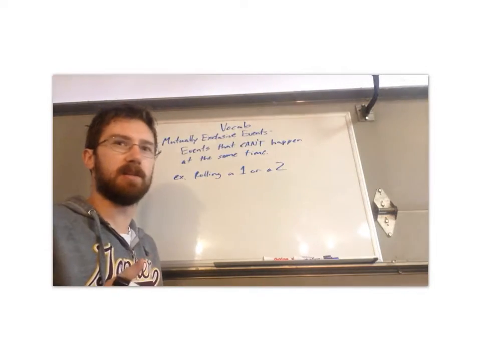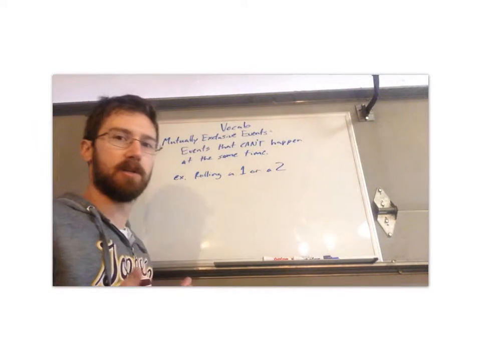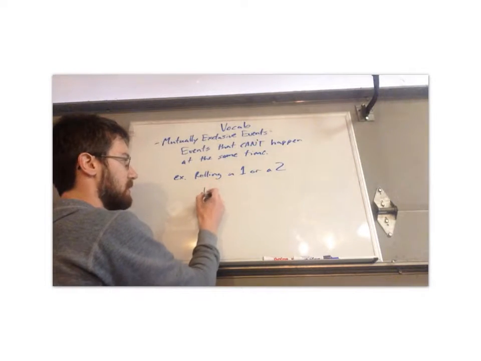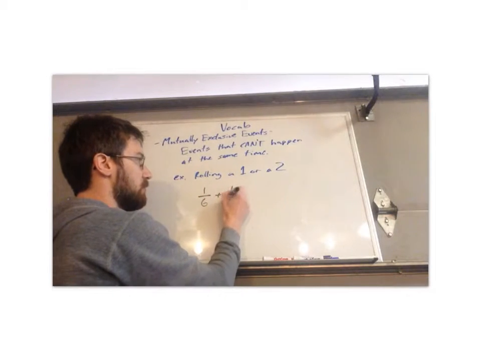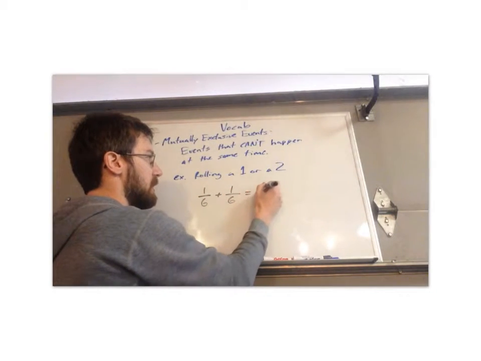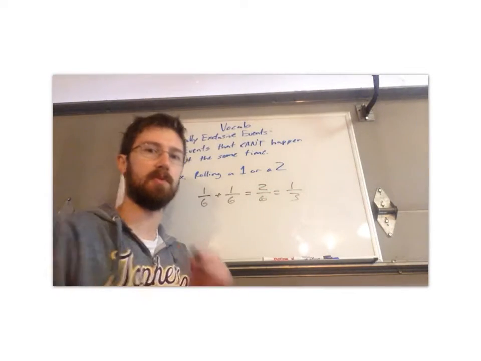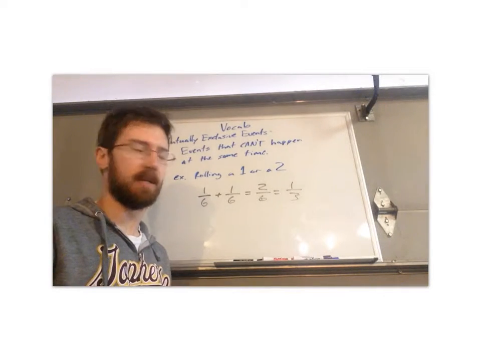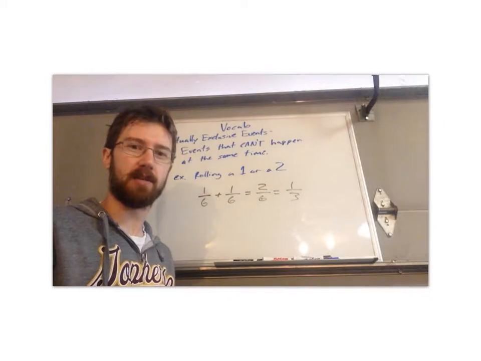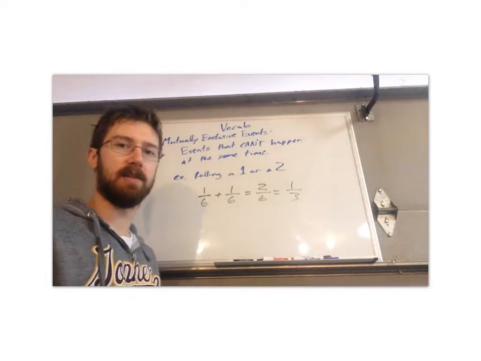So these are a little more simple. This is a pretty simple example, rolling a 1 or a 2. Well, it's an OR statement, so we're adding. It's 1 out of 6 for the 1 plus 1 out of 6 for the 2, and that becomes 2 out of 6, which reduces to 1 out of 3. You're really just adding up the probabilities, and some of these you can just do mental math. You'll get some that are a little bit tougher than that, but that's the general idea.